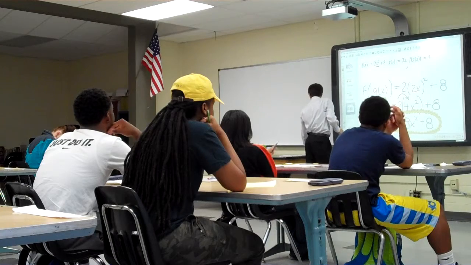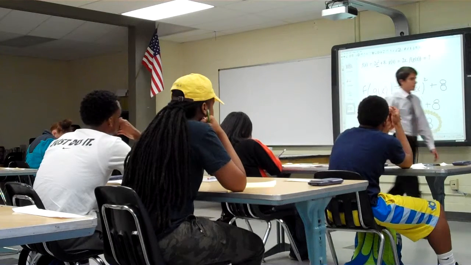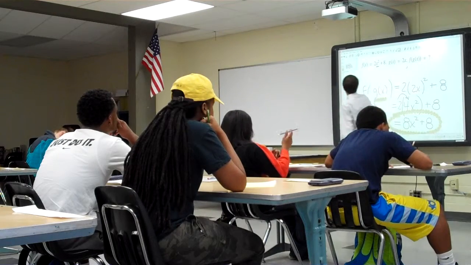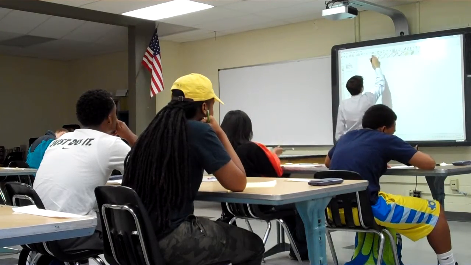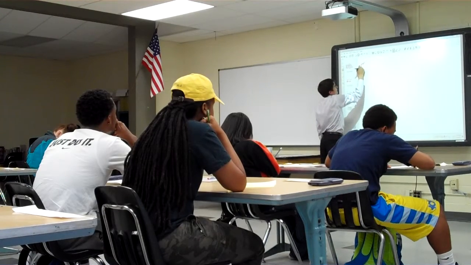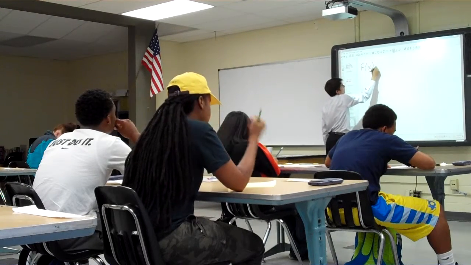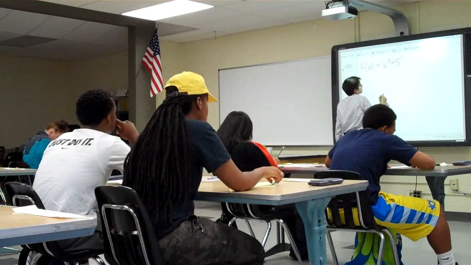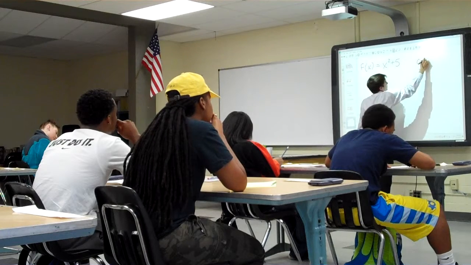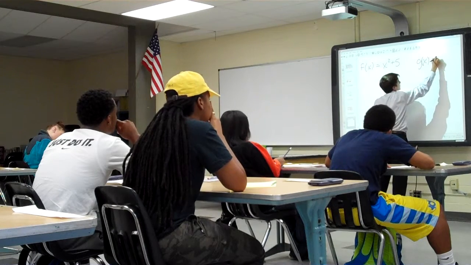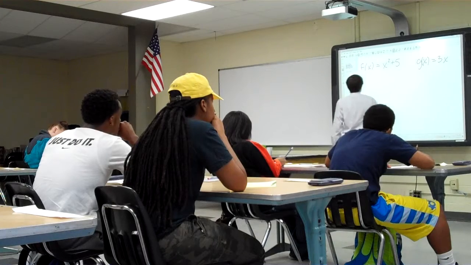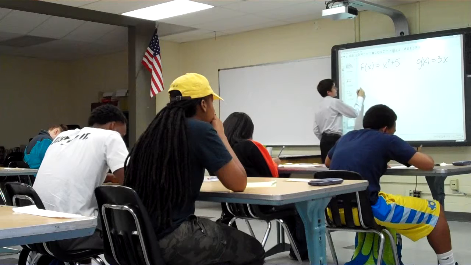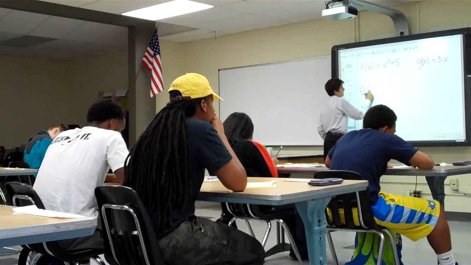So let's do the first problem off. I'll just make one. Let's say our f of x is x squared plus 5. And our g of x is 3x. So we're looking for f of g of x.